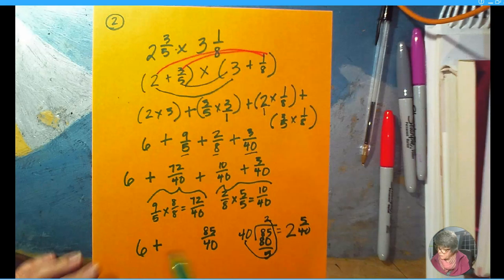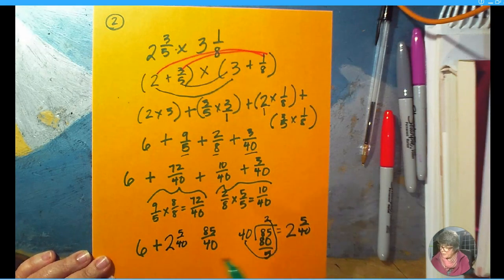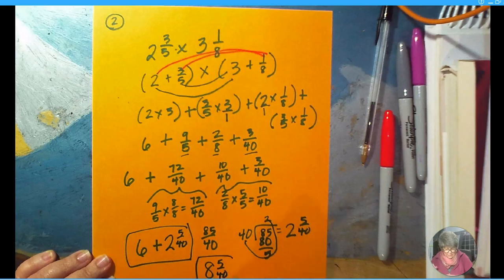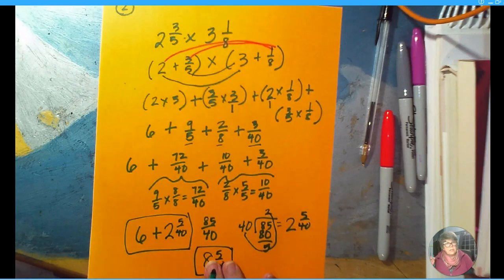So that's going to be 2 with 5/40ths left over, right? And then I need to add those two together. 8 and 5/40ths is my final answer. Took a lot of work, took a lot of focus. Is there another way you would like to do it?